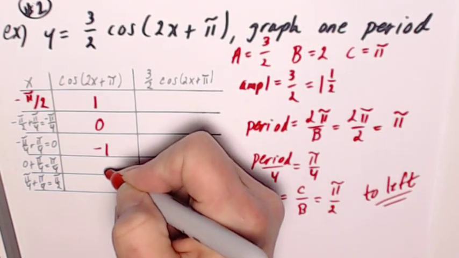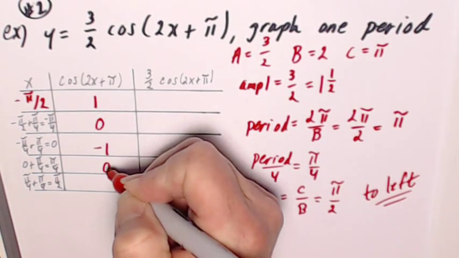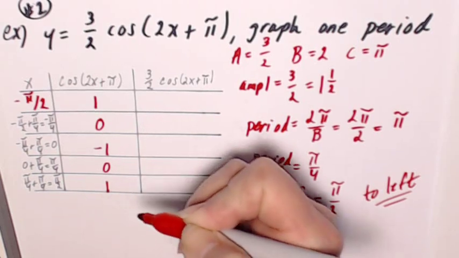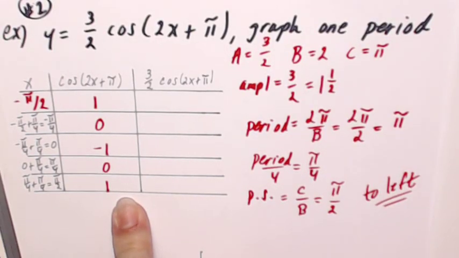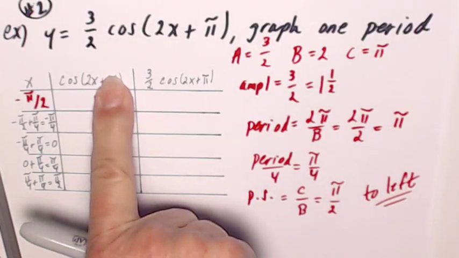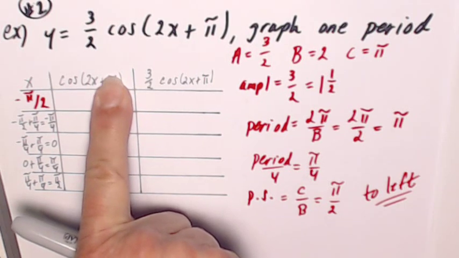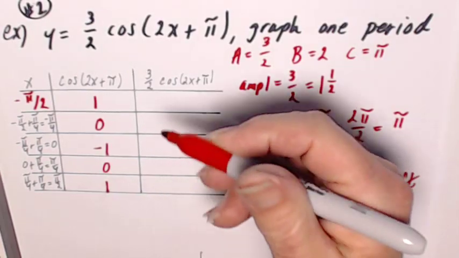This would be comparable to the cosine of 3 pi over 2, which is 0, and then the cosine of 2 pi, which is 1. So we have our values, and now notice this is just based on the cosine of these angles. In our example, we have changed up the amplitude. So now this 3/2, which is in front, each of these values has to be multiplied by the 3/2.